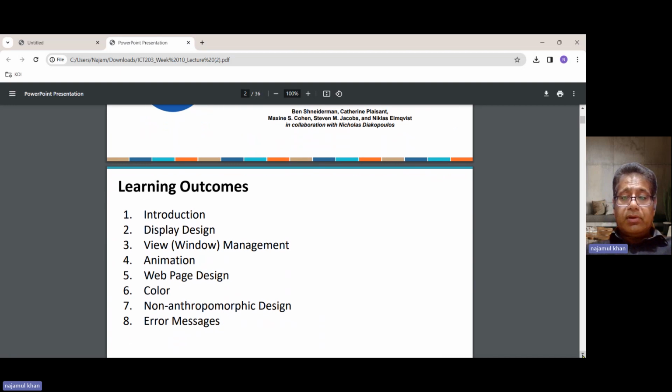Okay, right from our learning outcomes, other than introduction, we've got display design, we've got view window management, that is also very important as well. We have got some animations, web page design, color management, non-anthropomorphic design, which is basically more connected to humans. So it is the opposite of, let's say, human behavior with regards to design development. And we will also look at error messages, which often are part of web pages.